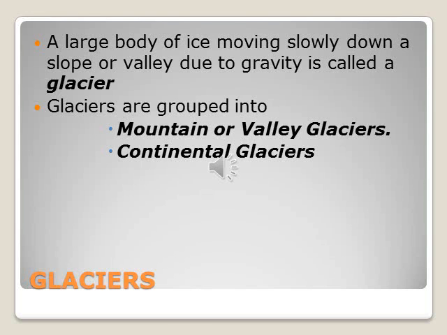One is called mountain or valley glacier and another one is called continental glacier. Mountain or valley glaciers are found in mountain regions, mostly in hilly regions like the Himalayas and Alps, at higher altitude. Continental glaciers are located near the polar region. Mountain glaciers may be seen in the equatorial region also, but at a higher altitude. So based on their location, glaciers are grouped as mountain or valley glacier and continental glacier.